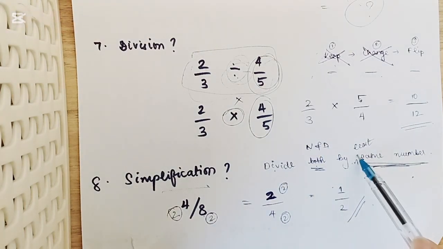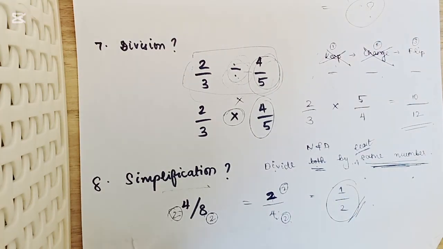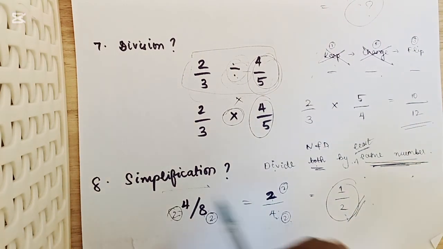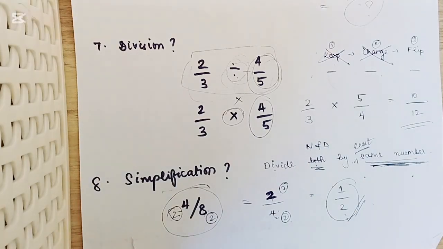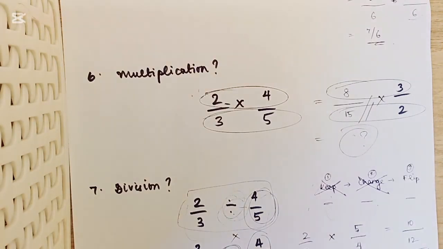We take an equation and we divide both the numerator as well as denominator by the least same number. So 4 by 8 can be divided by 2. 2 is the least number in which we can divide it with, which will lead us to 2 by 4. 2 by 4 can again be divided by 2, which will give us 1 by 2. So 1 by 2 is a simplified fraction of 4 by 8. So this is all about the chapter fractions.